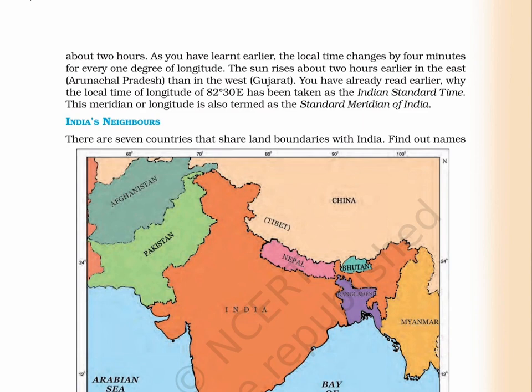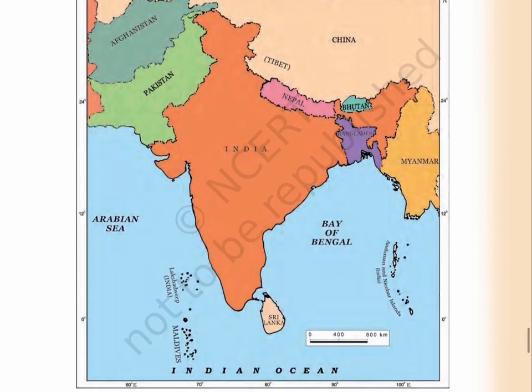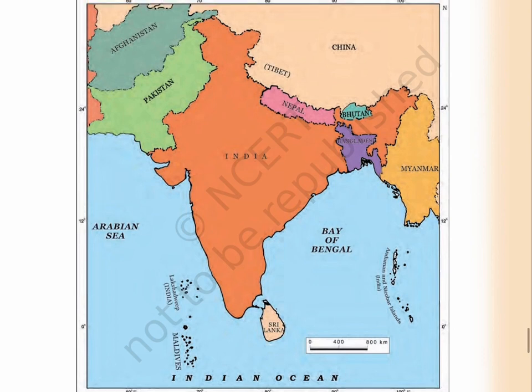India's neighbours. There are 7 countries that share land boundaries with India. Find out names. Figure 7.1 shows India and its neighbouring countries. We see India shares its borders with Pakistan, Afghanistan, China, Nepal, Bhutan, Bangladesh, Myanmar, and Sri Lanka.